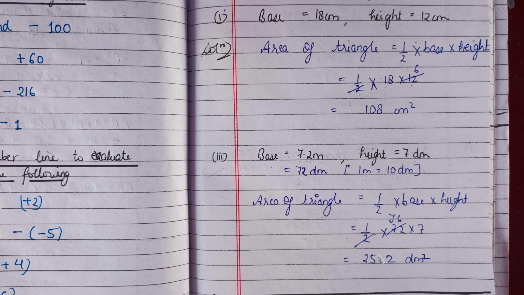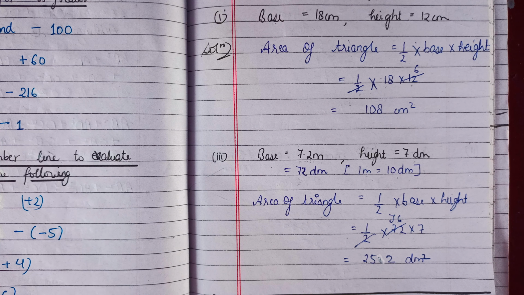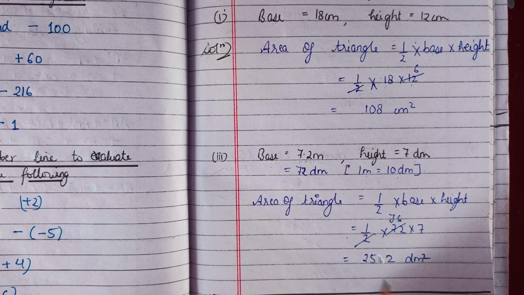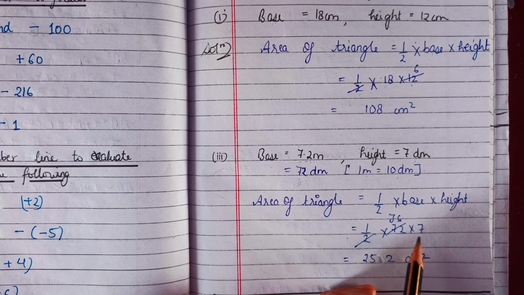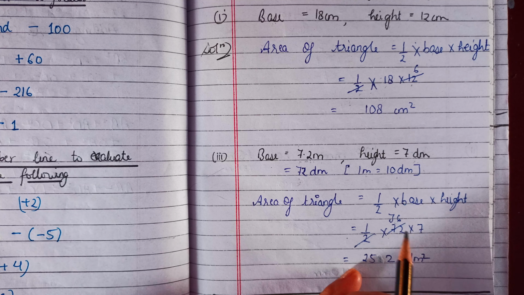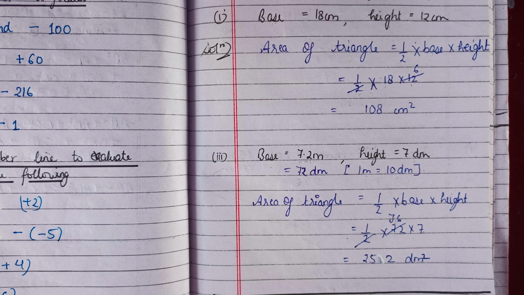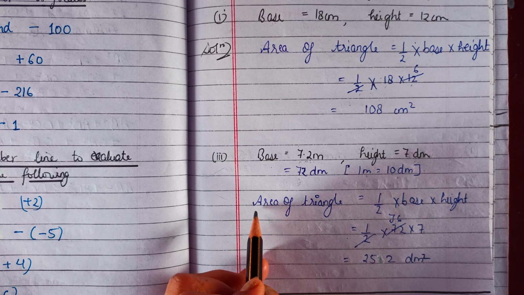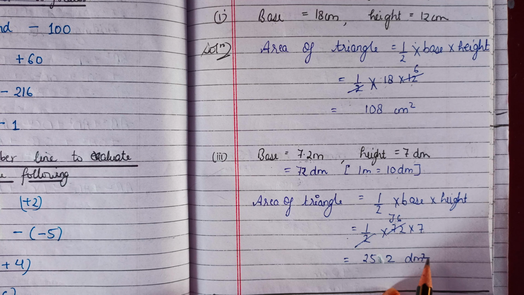Now we can directly use the formula for finding the area of a triangle. Area of a triangle is equal to half into base into height. That means half into 72 into 7. 2 and 72 I have cancelled out, it is coming 36. 36 into 7 we will get 252 decimeter whole square. Make sure that the unit for area is decimeter whole square.